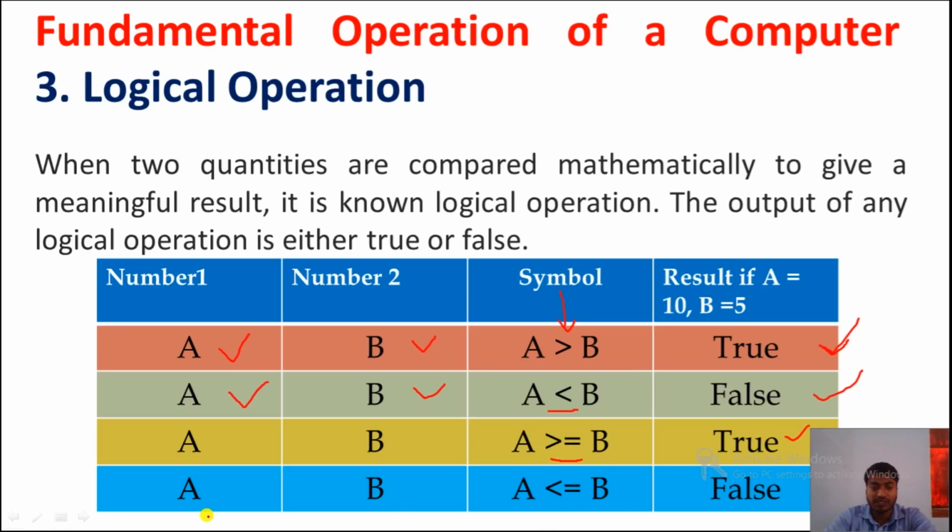Same way here, A is smaller than or equal to B. Here both conditions are not satisfied, that's why we have the result false. So this is all about logical operation.